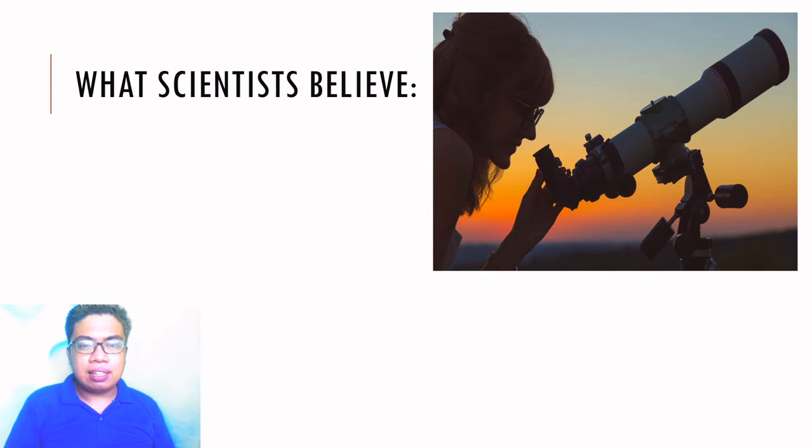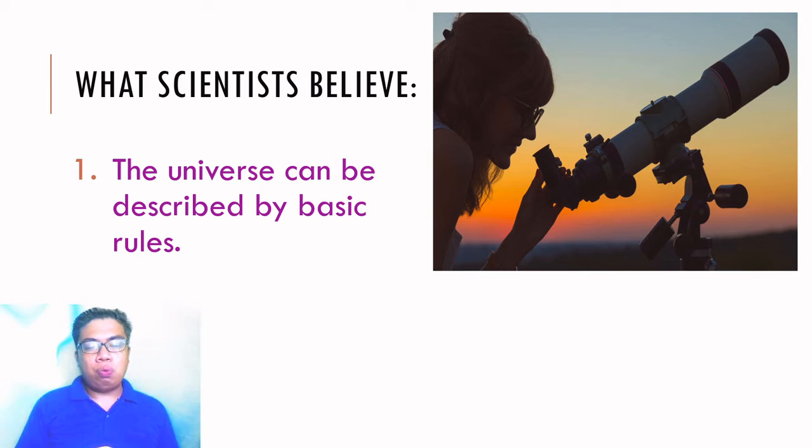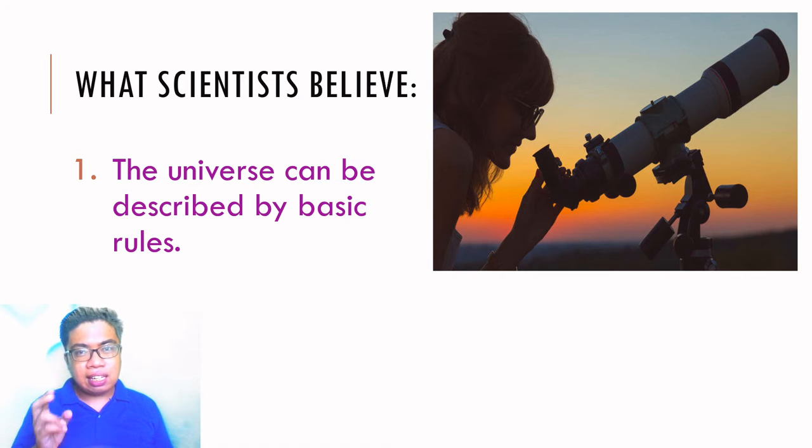So, what do scientists believe? Scientists believe that the universe can be described by basic rules. All things in the universe can be described by basic rules. We can formulate equations or laws to explain physical constants. We can create theories that we can either prove or disprove, which we will use to explain certain phenomena.